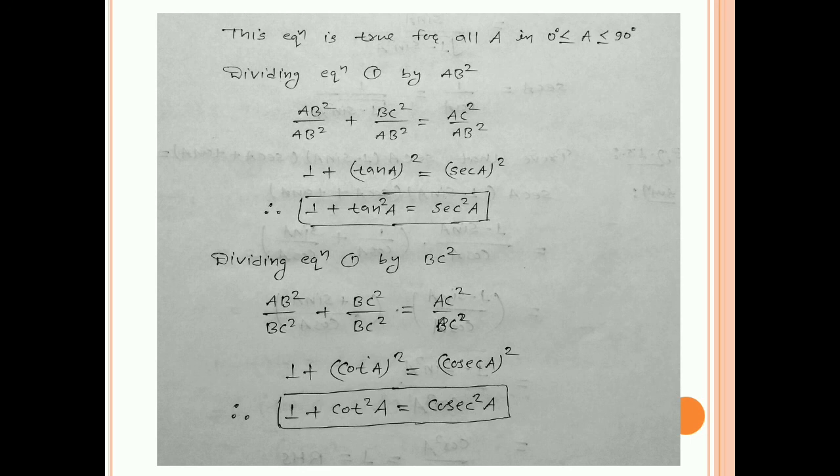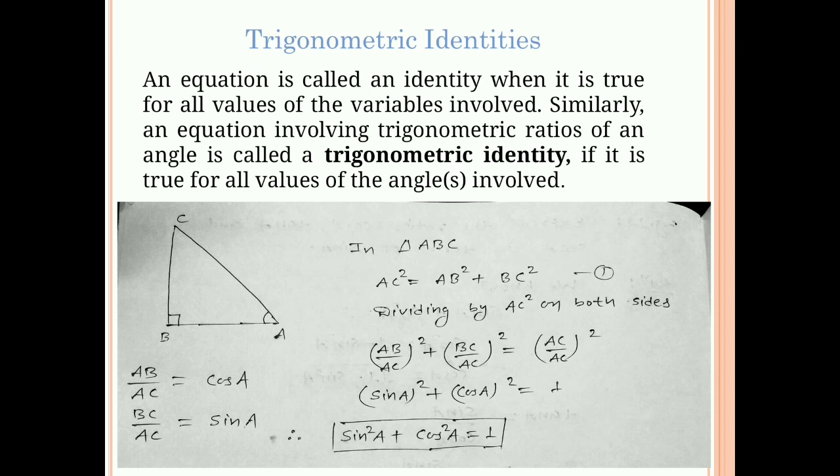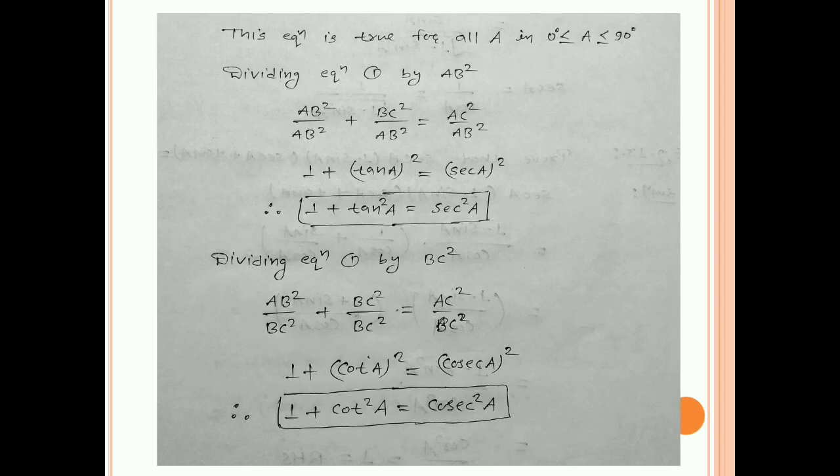So BC by AB is tan A whole square, and we saw that AB by AC is cos of A. So AC by AB will be 1 upon cos A, that is sec of A. So AC by AB we can write as sec of A whole square. So 1 plus tan square A is equal to sec square A. That is our second identity.